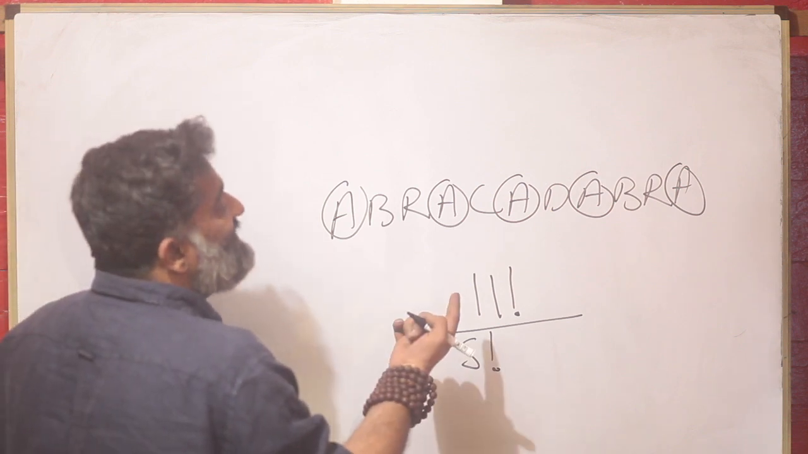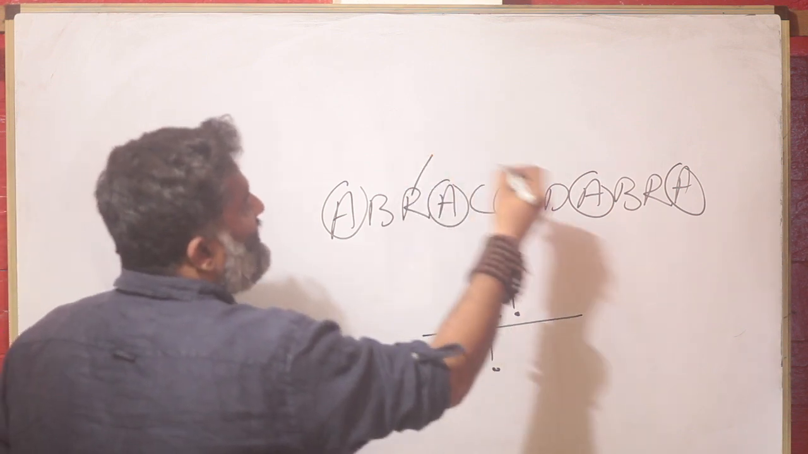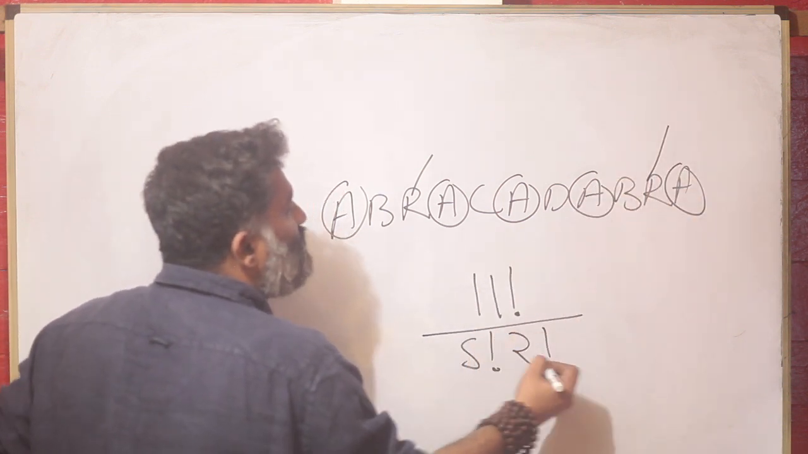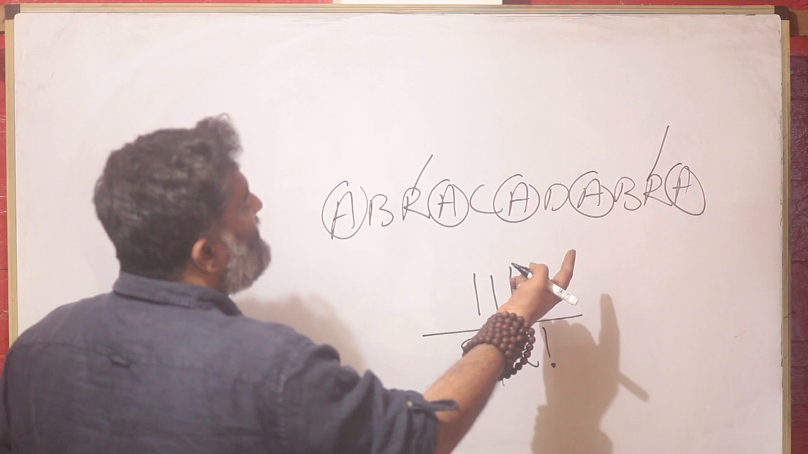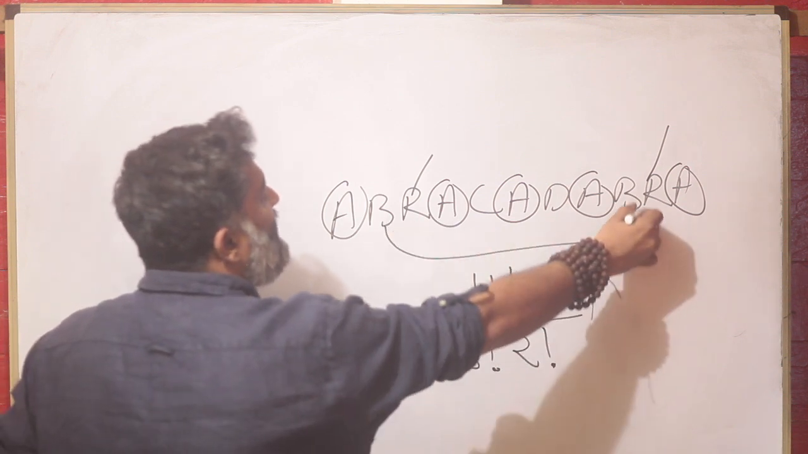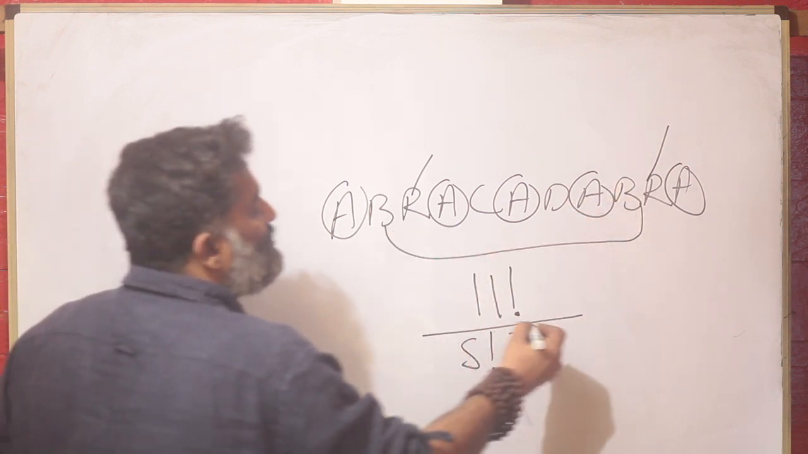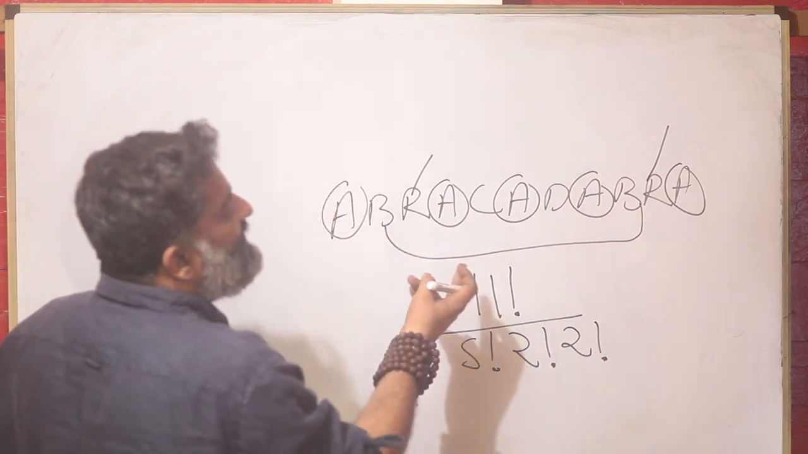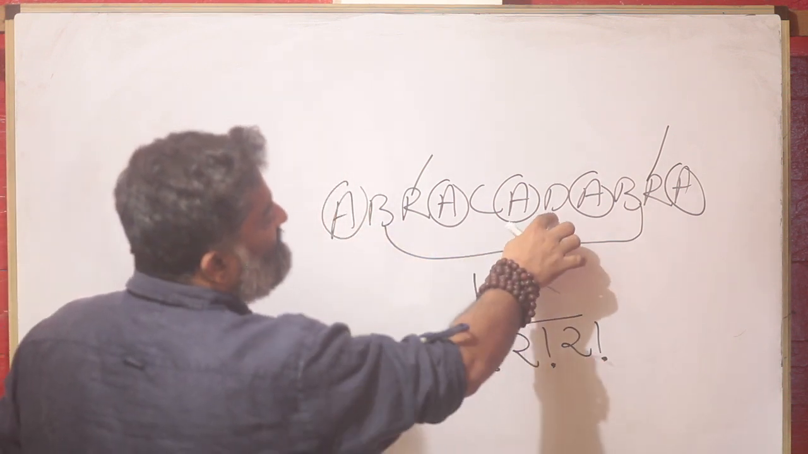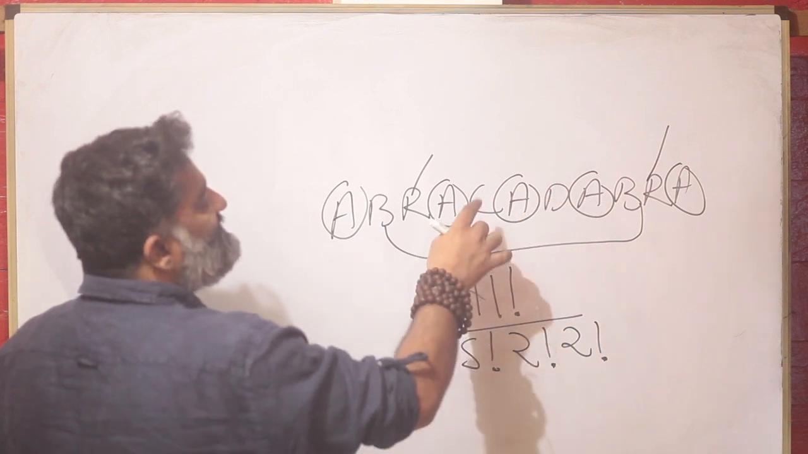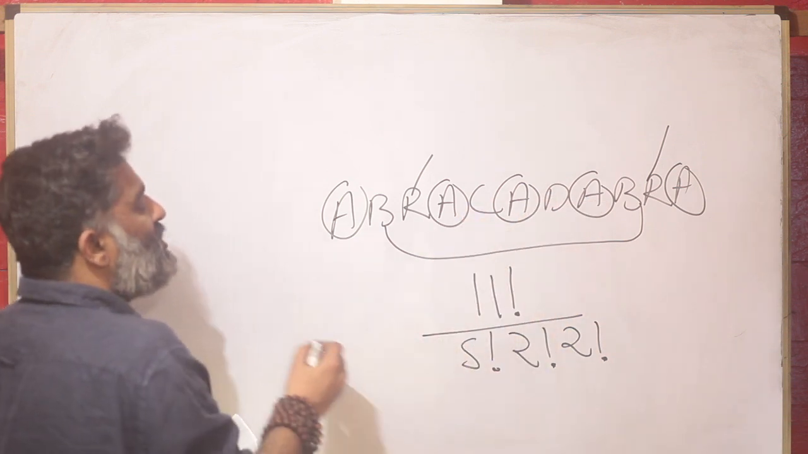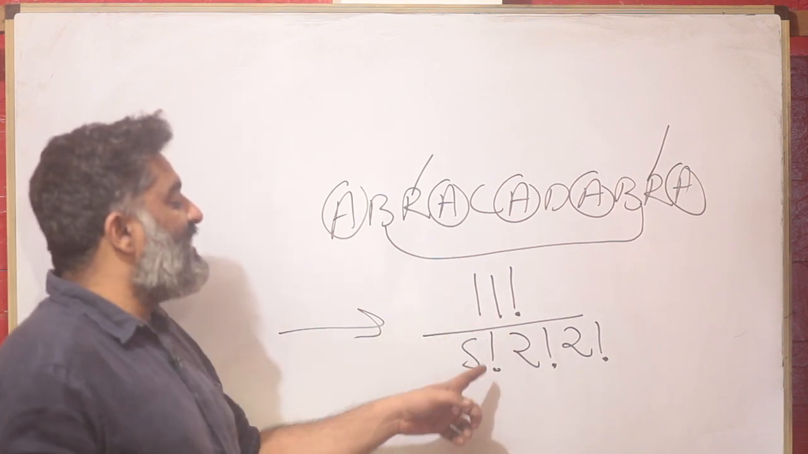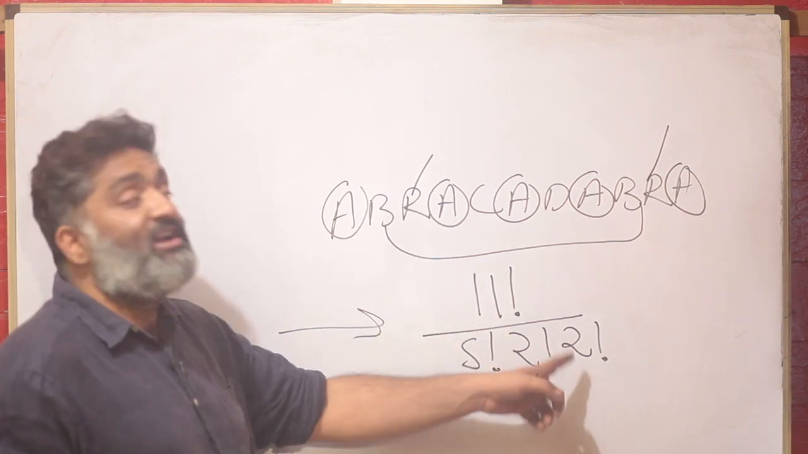Is there anything else repeating? There is an R and there is another R, so I should divide this by 2 factorial. Any other letter repeating? I have a B, and B also appears 2 times, so another 2 factorial. Any other repeating scenarios? There is a D but it is not repeating anywhere. There is a C but not repeating anywhere. So my final answer is going to be 11 factorial divided by 5 factorial, 2 factorial and 2 factorial.